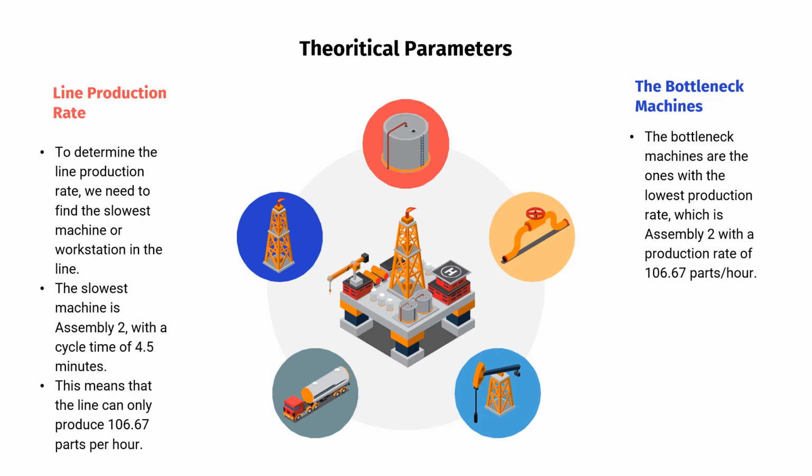Next, the bottleneck machine. The bottleneck machine is the one with the lowest production rate, which is assembly 2 with a production rate of 106.67 parts per hour.